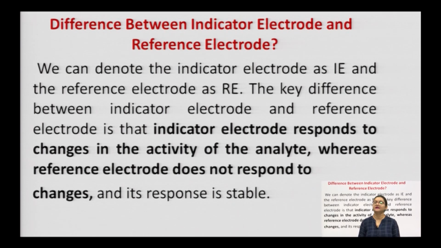The last line, it is written there, the response of a reference electrode is stable, whereas the indicator electrode response changes very frequently all over the titration, and this is the main thing which we have to note down. The potential changes across the titration with the change in the concentration of analyte. This is the gist, this is the summary, this is the main core of the entire potentiometric process.